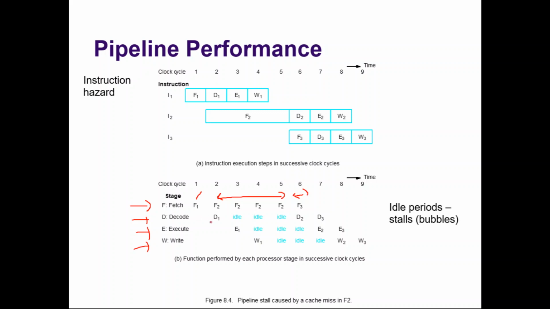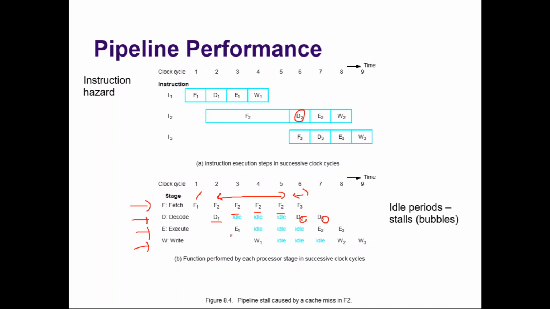Instruction 1 is decoded during the second clock cycle. Right? During the third clock cycle, the decode unit is idle. Nobody is using the decode unit during the third clock cycle. If you see here, is anybody using decode? No. During the fourth clock cycle, nobody is using it. During the fifth clock cycle, nobody is using it. During the sixth clock cycle, decode is used by instruction 2. The 2 here represents which instruction is using it. During the seventh clock cycle, decode is used by instruction 3.